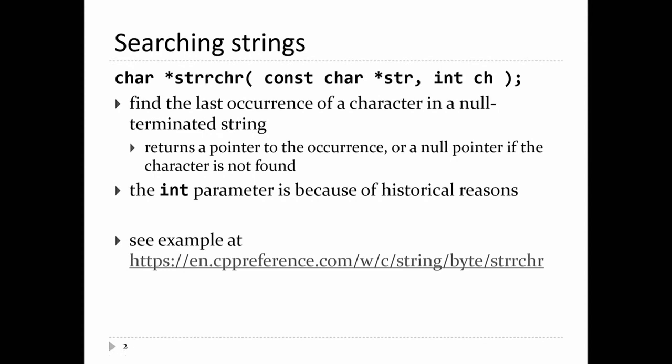If you want to find the last occurrence of a character, it's strrchr. Notice that a lot of the C functions differ from one another by only one character, which is also problematic. It's very easy to confuse this function with that function. It only differs in the R. The R means it's searching from the end, so reverse. This finds the last occurrence of ch in that string and returns a pointer to that occurrence. Again, the character is specified as an int for historical reasons.